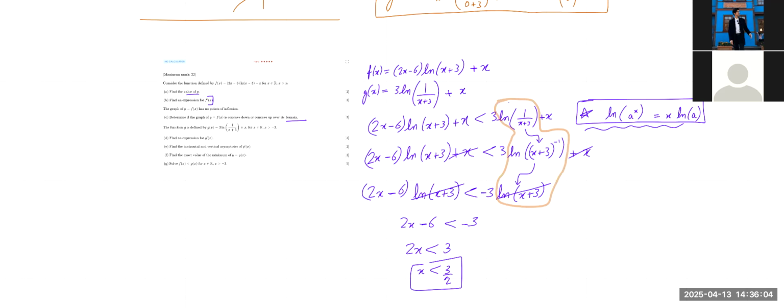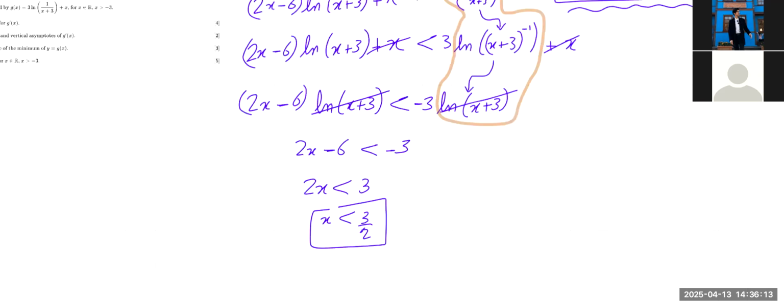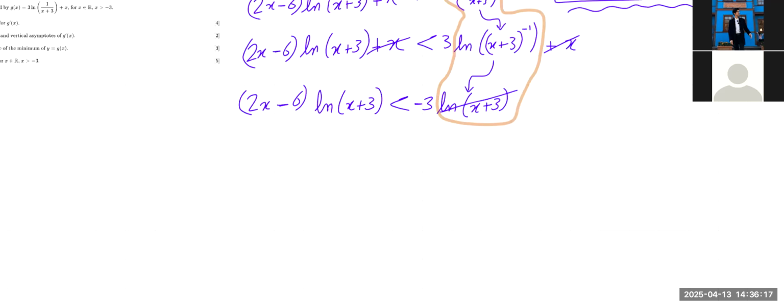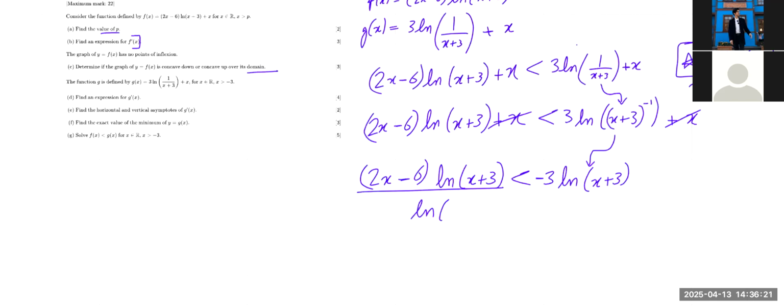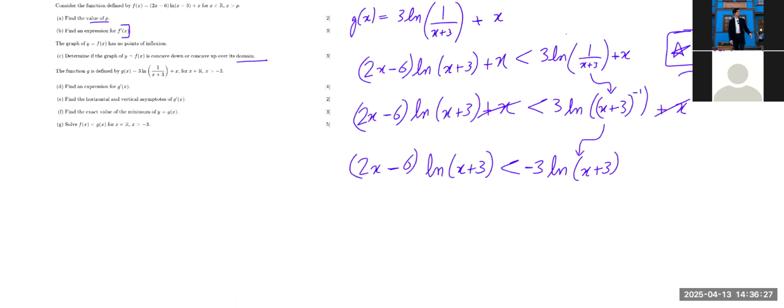Oh wow. Okay, so there's a mistake again. I see why it's 5 points now. I just realized you cannot cancel out these logarithms, because you can't divide by a logarithm and cancel it out in these kinds of cases. Let me show you why. Remember that the answer we got was x is less than 3 over 2, right? So we're only getting one answer, but let's see.